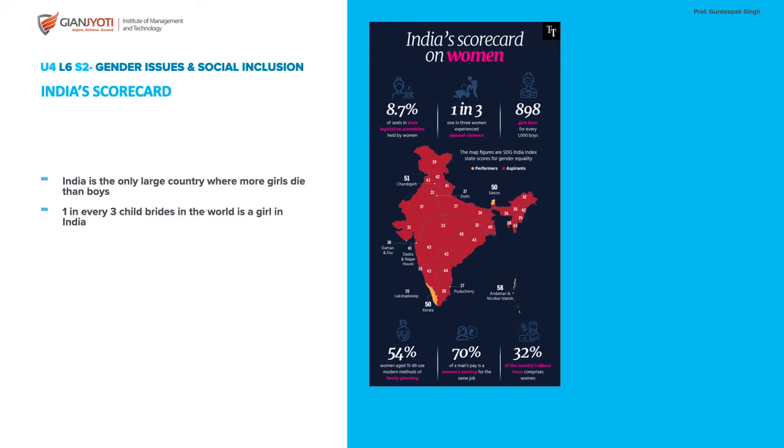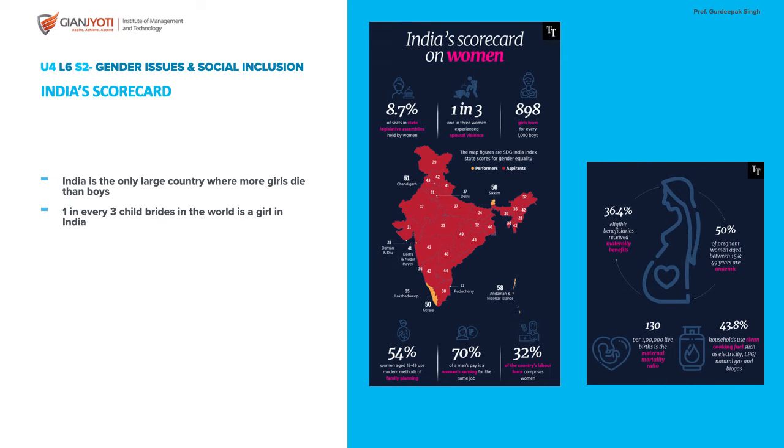70% of man's pay is what women earn for the same job. And if we talk of percentage of country's labor force where women are there, it is 32%. So India is the only large country where more girls die than boys. And one in every three child brides in the world is a girl in India. So child marriages still are happening in our country.